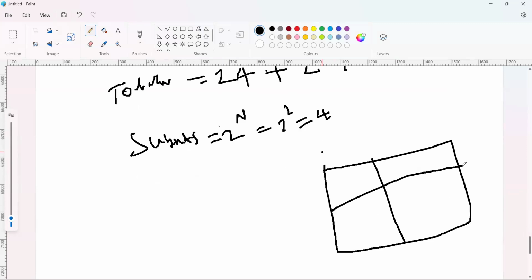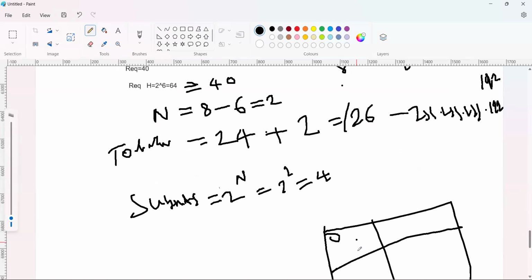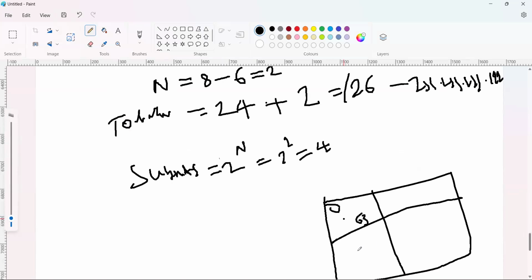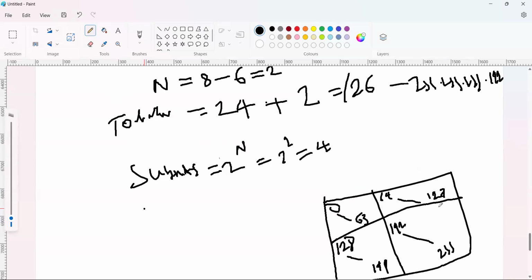It means the values will start from 0 to 63, and 64 to 127, and 128 to 191, and 192 to 255. This is the block size. So here we have 4 blocks.